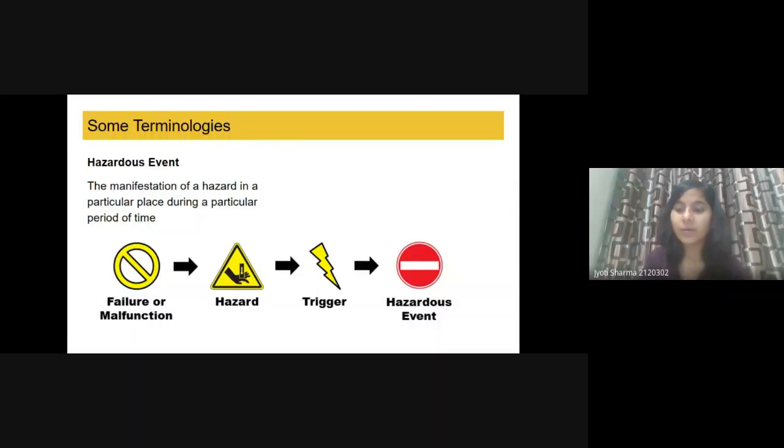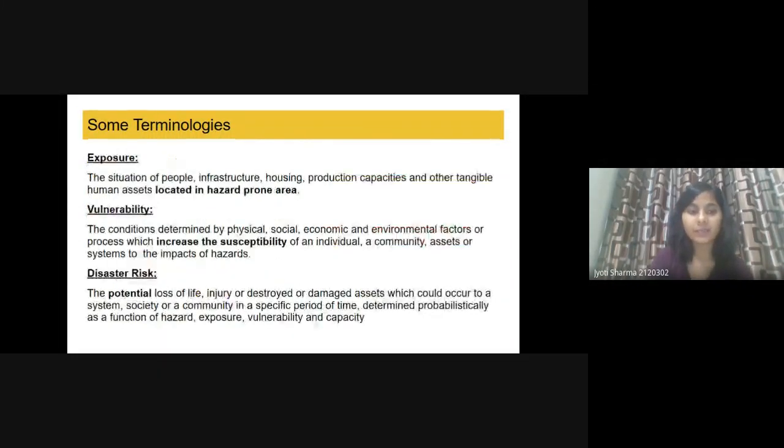But it may or may not impact me. Maybe because I have a fire extinguisher, or some other facility through which I can douse the fire, this may not turn into a disaster. Disaster is when there is some impact on the human or on the environment, but this is only the hazardous event because of some hazard condition we had at that particular time. Okay, so this is the hazardous event. Then we have exposure, then vulnerability, and the disaster risk.